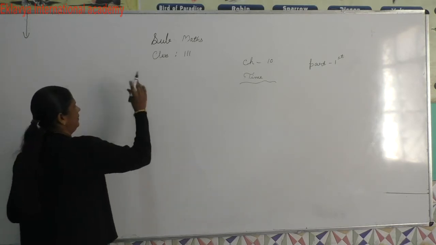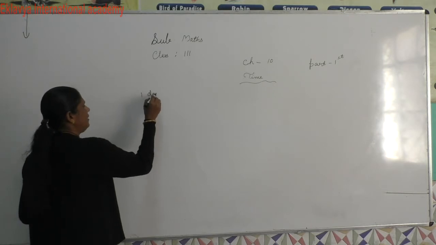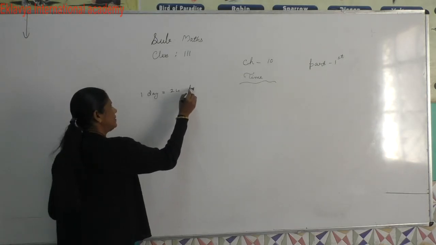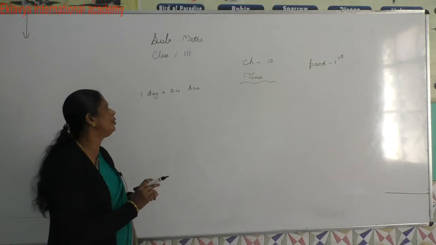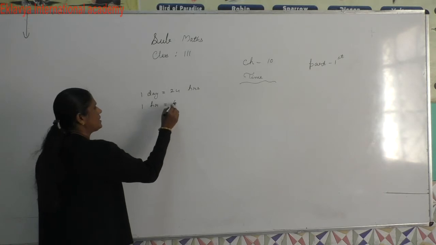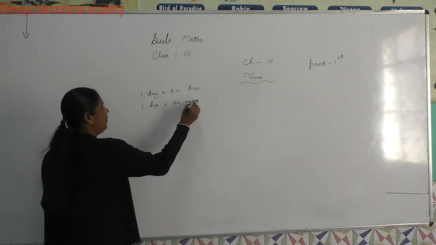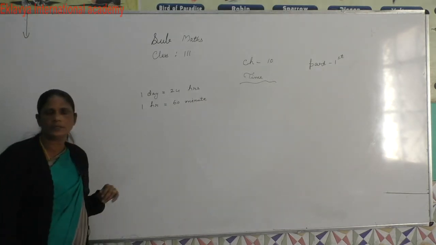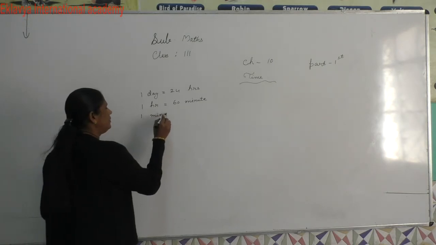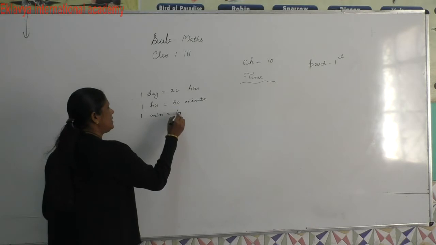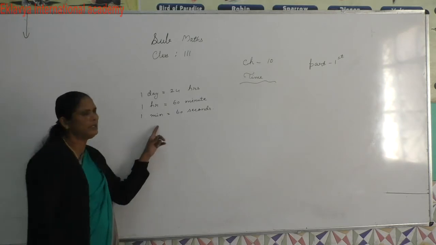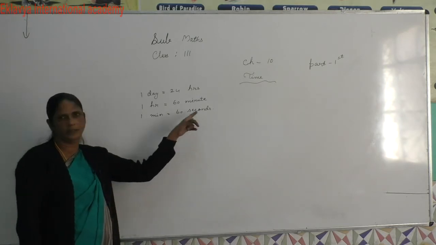1 day is equal to 24 hours. 1 hour is equal to 60 minutes. 1 hour is equal to how many minutes? 60 minutes. 1 minute is equal to 60 seconds.